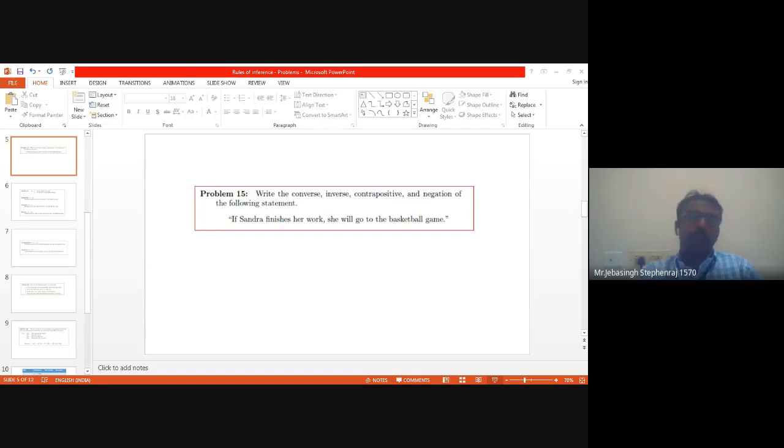So what is given is an implication, or a conditional statement: if P, then Q. If Sandra finishes her work, then she will go to the basketball game. The word then is not explicitly given here, but it is understood. So the notation for the given compound statement is if P then Q. Now what is the converse?